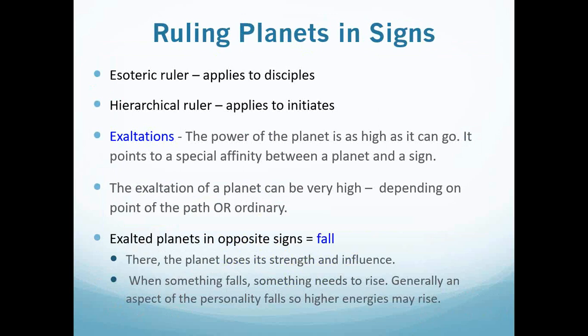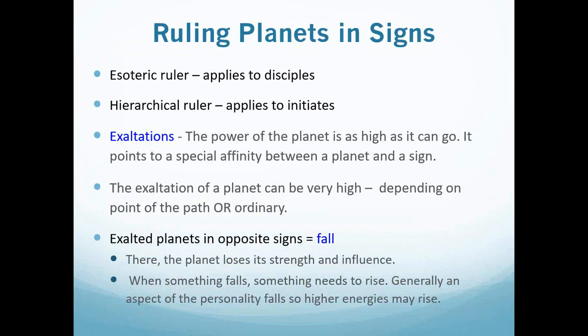So, esoteric rulers, we would only use them when we read a chart if we think for a minute the person we're reading the chart for is a disciple. That means awakened and starting to walk the path. Hierarchical rulers apply to initiates. We tend to say those that are 3rd degrees and higher, or close to 3rd degrees, but we certainly don't want to start throwing out hierarchical rulers when we do a reading to just anybody.